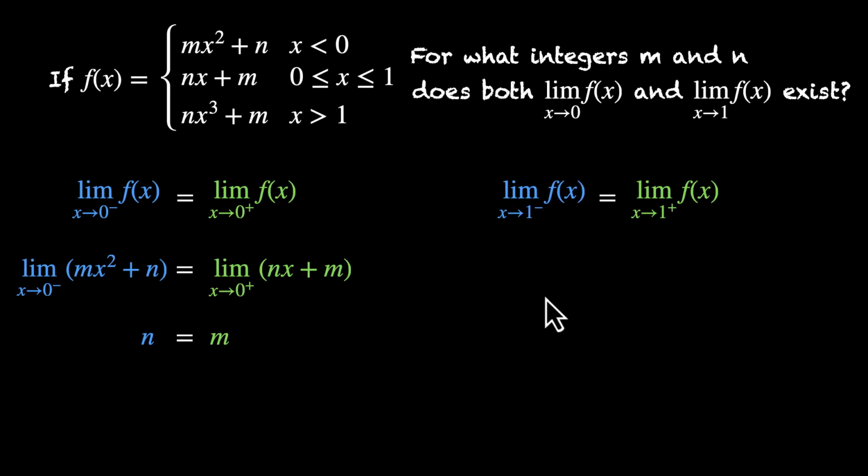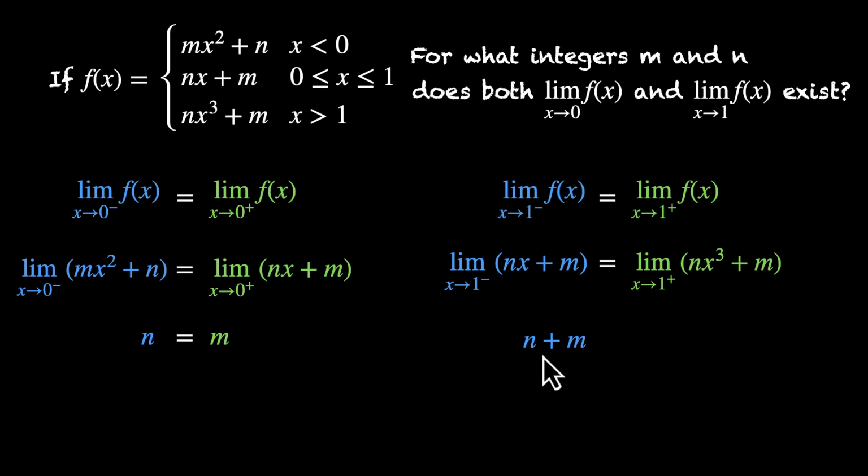What about this one? Left hand limit at 1, we'll use this definition, nx plus m. x approaches 1 minus nx plus m. And for the right hand limit, we'll use this definition, nx cube plus m. This is limit x approaches 1 plus nx cube plus m. Plugging in 1, we get n plus m equals n plus m. That's also n plus m. So this is even more interesting.